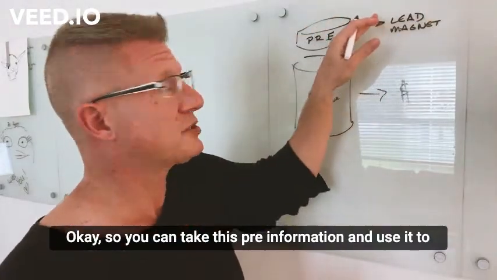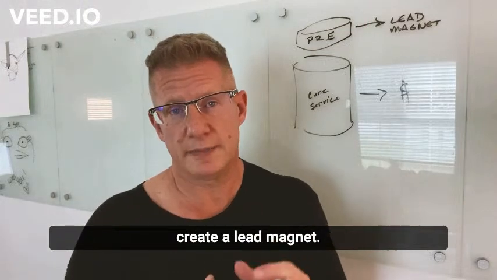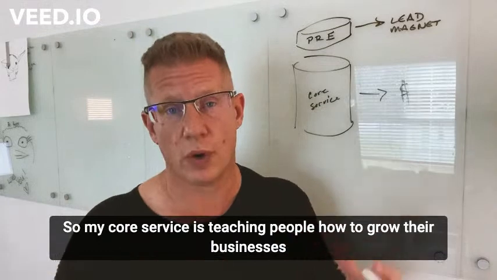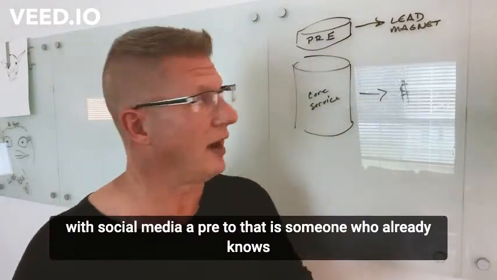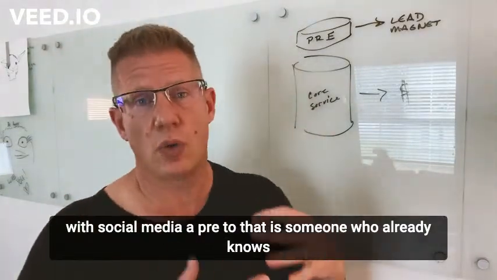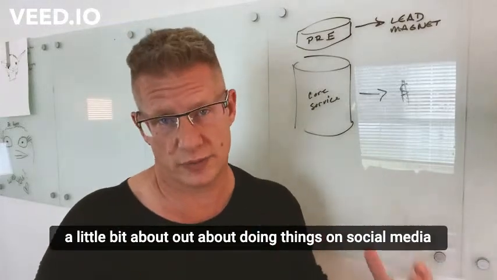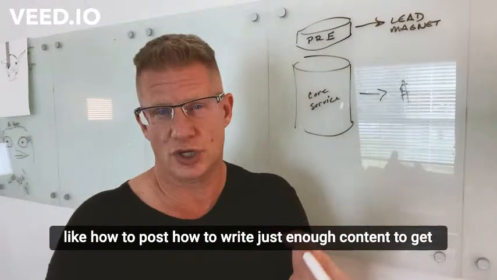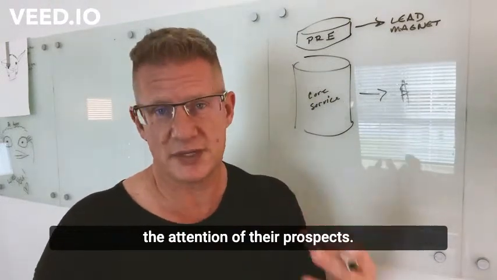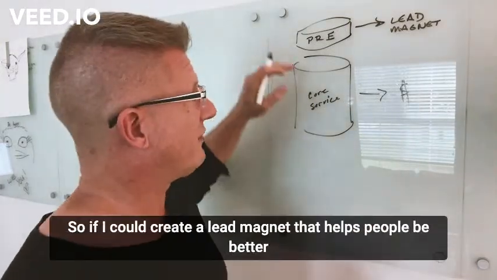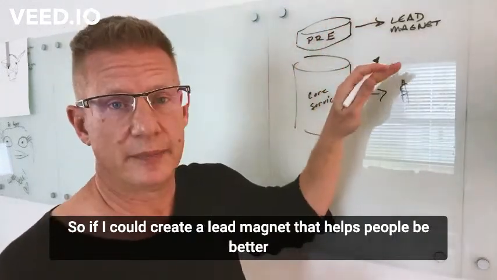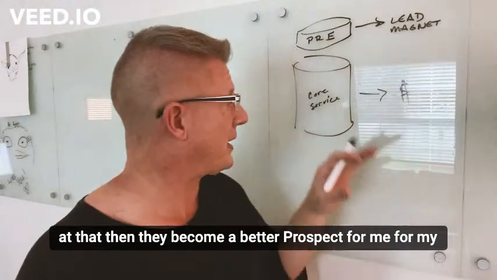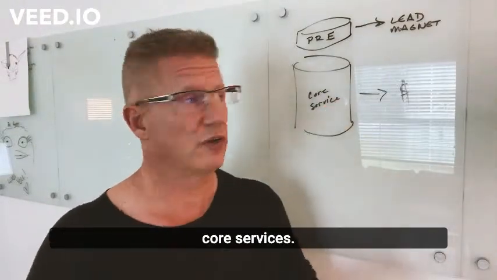Okay, so you can take this pre-information and use it to create a lead magnet. Let me tell you what I mean. So my core service is teaching people how to grow their businesses with social media. A pre to that is someone who already knows a little bit about doing things on social media, like how to post, how to write just enough content to get the attention of their prospects. So if I could create a lead magnet that helps people be better at that, then they become a better prospect for me for my core services.